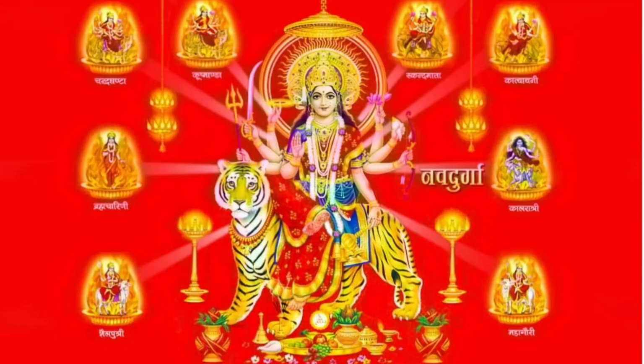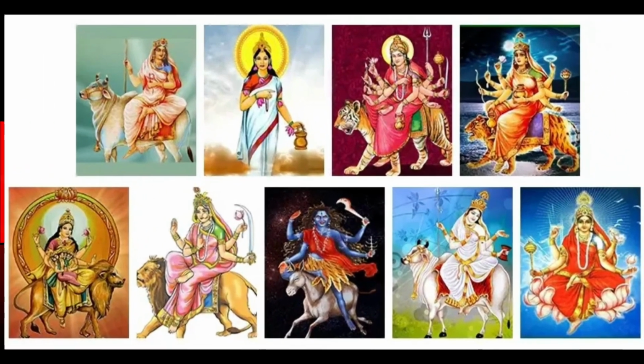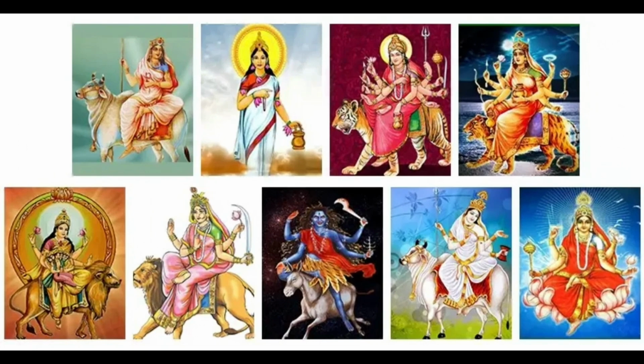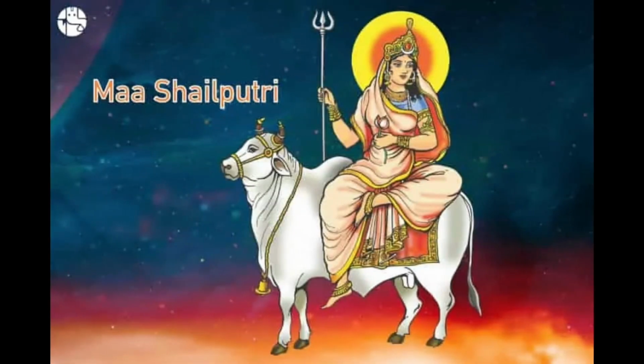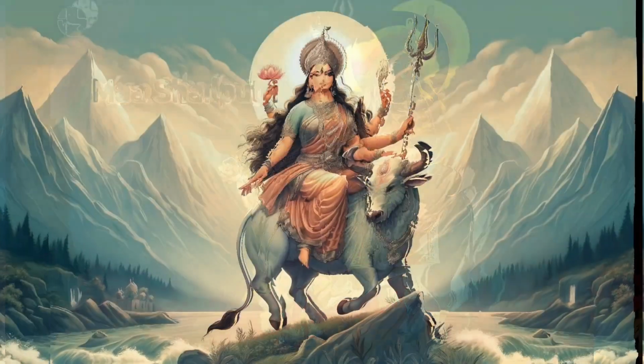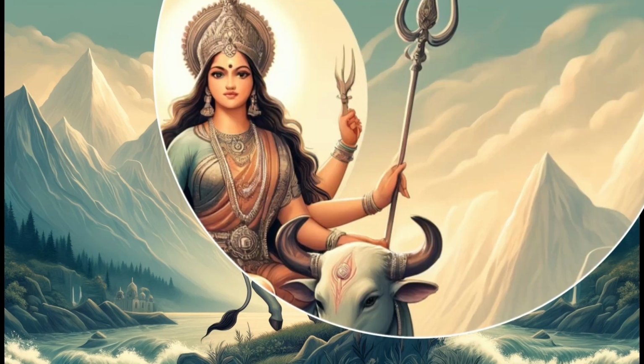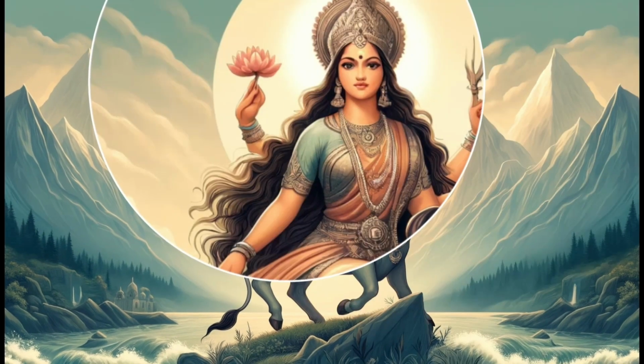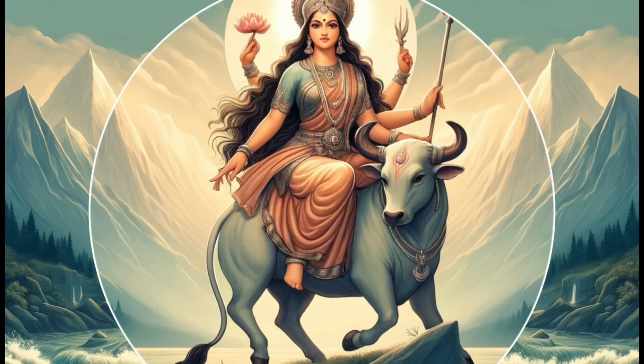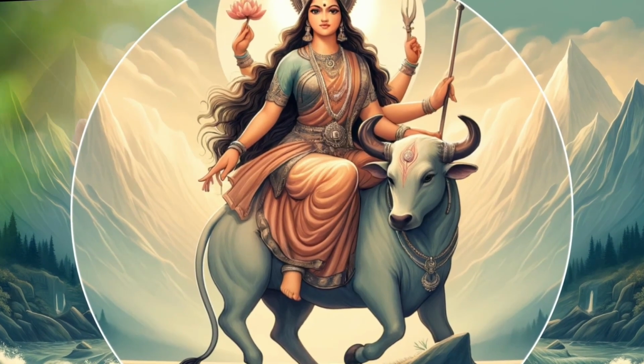On the auspicious day of Navratri, devotees worship Ma Shailputri, the daughter of Himalaya. Among the Navdurgas, or the nine goddesses, Ma Shailputri holds great significance and is worshipped for her divine virtues. Mother Shailputri is depicted as having a serene and simple appearance, holding a trident in one hand and a lotus in the other, while riding atop a bull named Nandi.